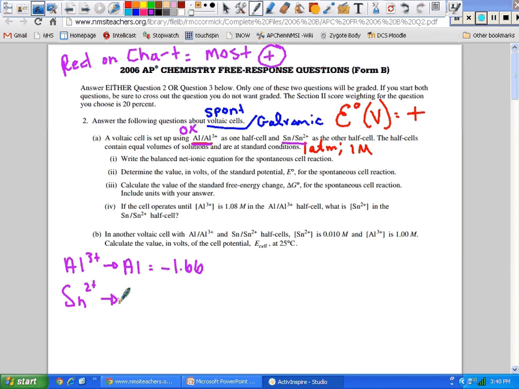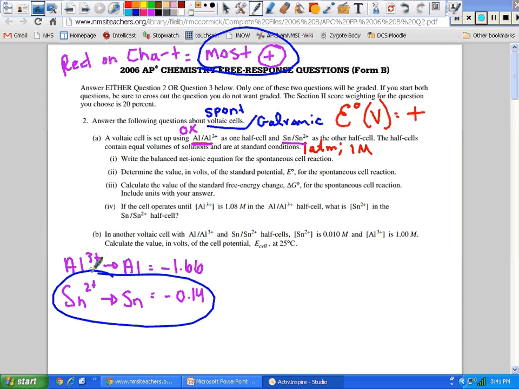Going to Sn is equal to what? Now be careful because there are two different ones. There's Sn4+ to Sn2+. We want 2+ to neutral. Okay, sorry, negative 0.14. Now notice what I said: not positive, but most positive. But they're both what? They're both negative. But which one is, quote, more positive? So this one right here is going to go through reduction.